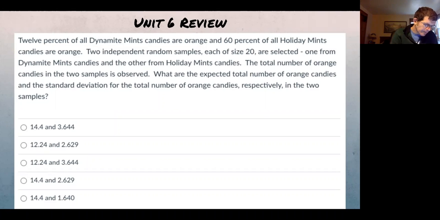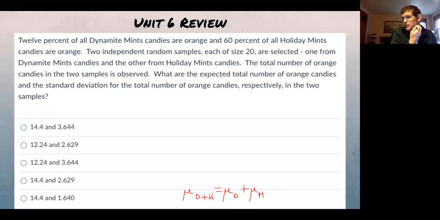So let's figure this out. We first of all want to figure out what is the mean of Dynamite mint plus holiday mints. And to do that, I need to know the mean of Dynamite mints, and I need to know the mean of holiday mints. Okay, and this is where we have some formulas. I forgot to write these out at the beginning, but when you're dealing with a binomial situation like this, and that's what this is, because we're talking about what is the number of successes we would expect out of a sample size of 20.